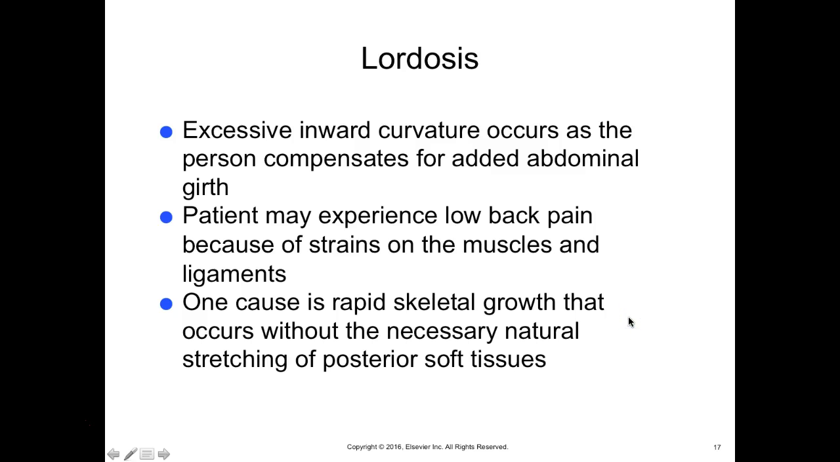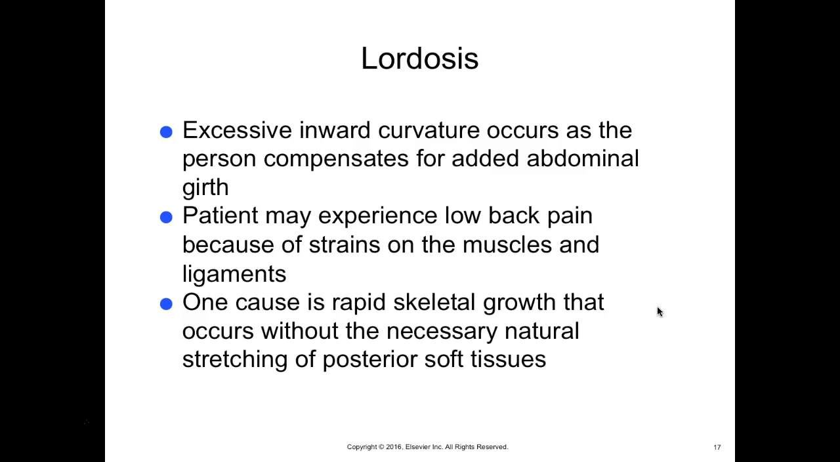All right, lordosis. So we're going to talk about some spinal curvatures. So lordosis, kyphosis, and scoliosis. First is lordosis. This is also called sway back, so excessive inward curvature, and the person compensates for abdominal girth. So we see this in people with abdominal obesity and also in pregnant women because their uterus is large with the fetus and it pulls everything forward. So they have low back pain and it causes strain on the muscles and the ligaments.